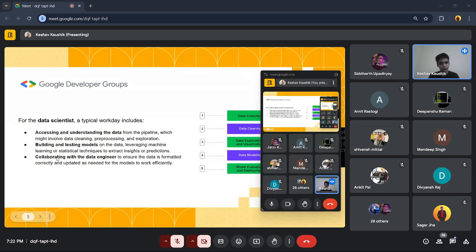So usually in a business scenario, data scientists, data engineers and data analysts work together. We all have different roles, but we know what the other person is doing and what their role is. So it's like a synergy.